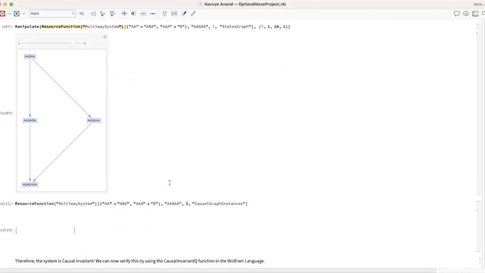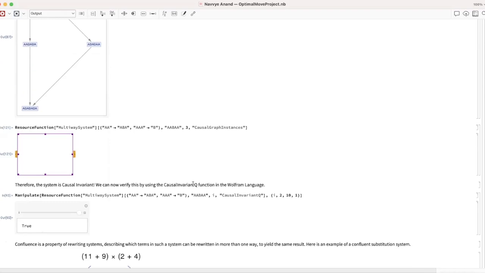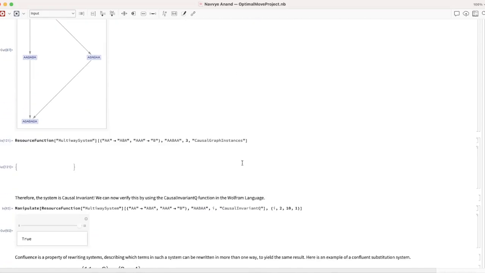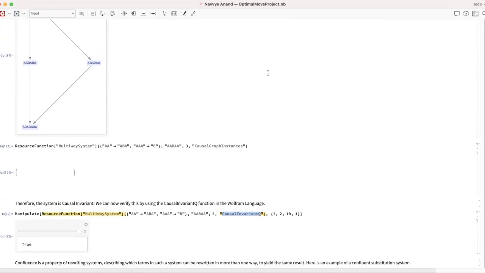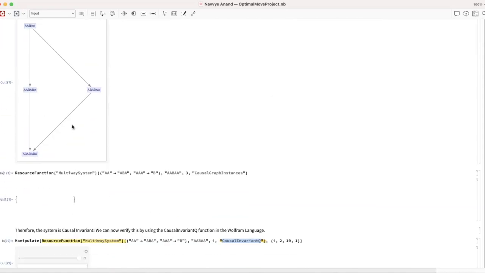And therefore, if we look at the causal graph instances of this multi-way system, it's just a blank state. And that's how we know that this multi-way system is actually causal invariant. We can verify this by using the CausalInvariantQ function in the Wolfram language. Instead of states graph over here, we just replace it with CausalInvariantQ. And that says true for all values from 2 to 10, and it'll say true for all the other values as well, because the multi-way system is stagnant.